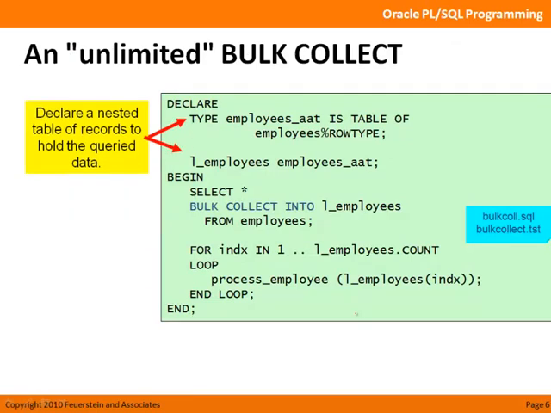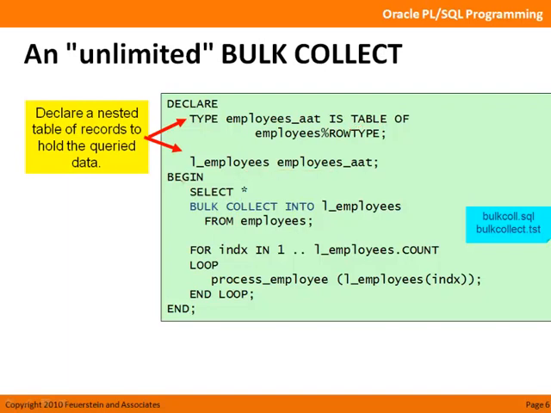Now here's a piece of code that with a very small number of lines does some really interesting stuff. First of all, I declare a nested table. That's what this type of collection is. A nested table collection type that has, for every one of its elements, a row in the employees table. So this one statement is all I need to create a nested table inside my PL/SQL block that mimics the structure of my relational table. I declare a variable based on that type.